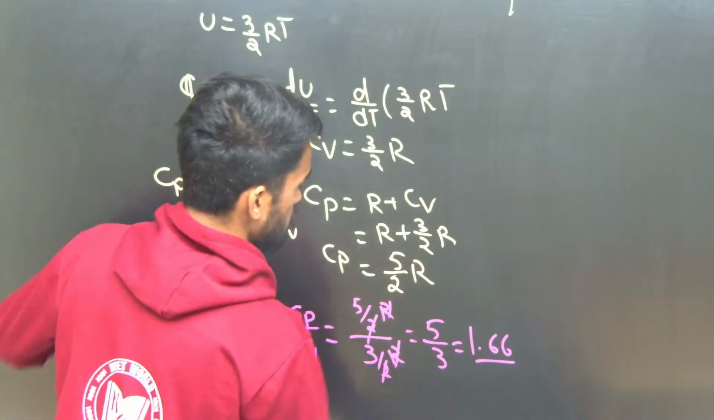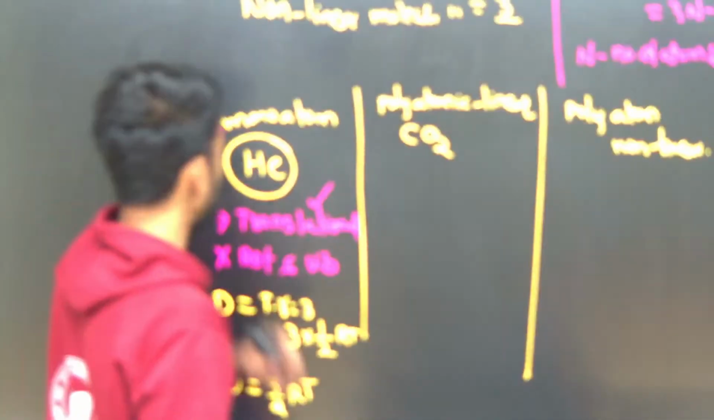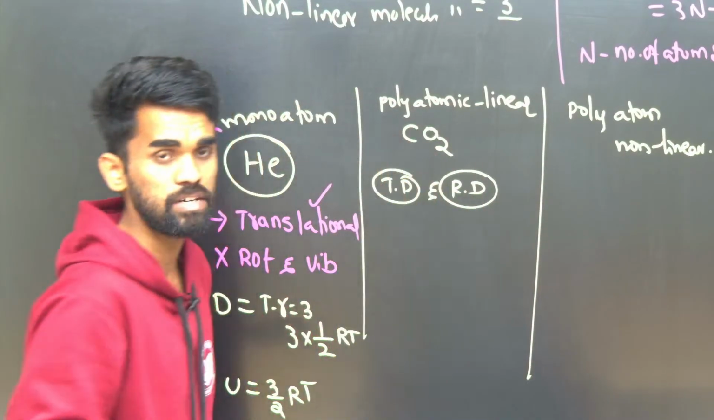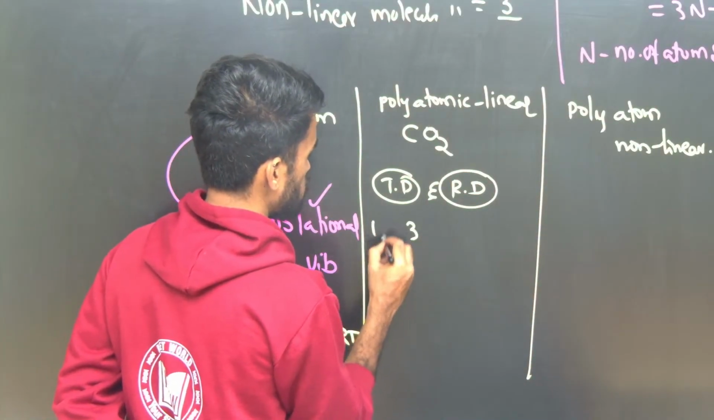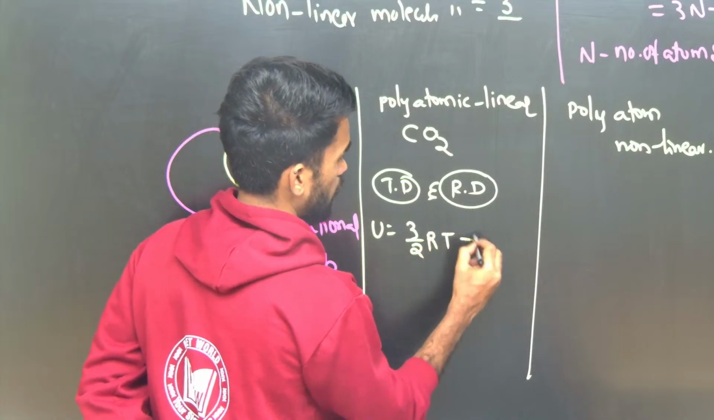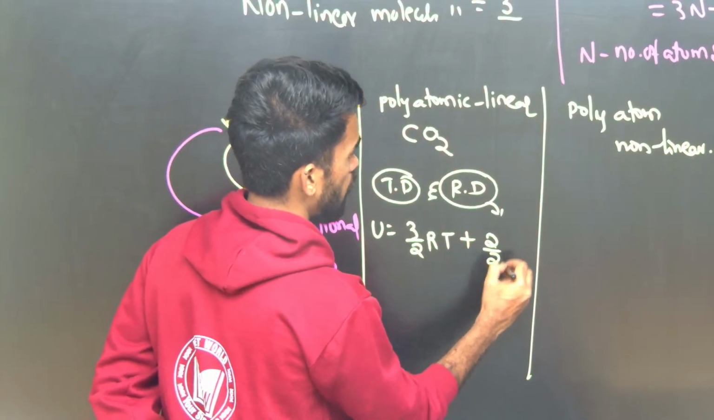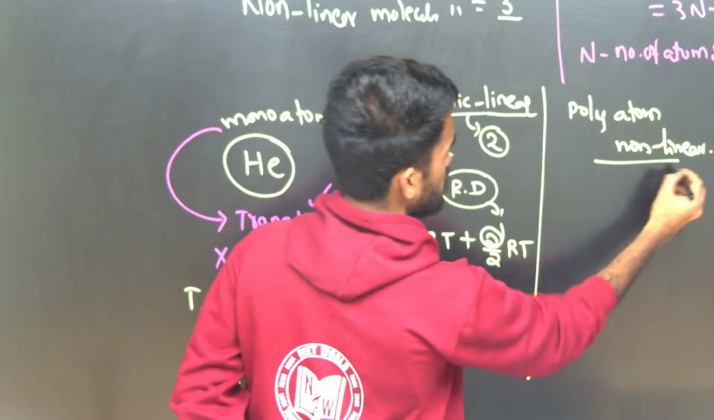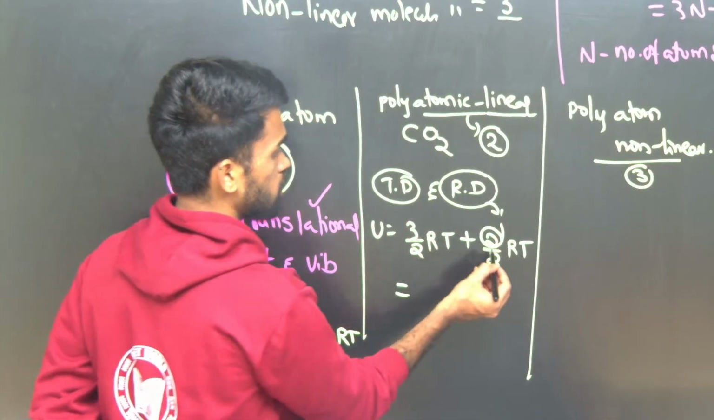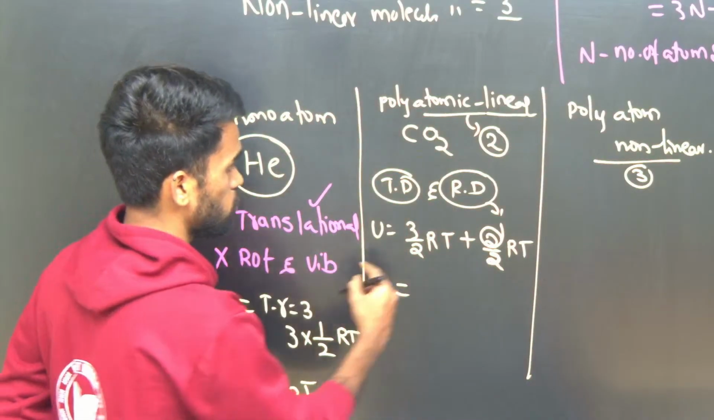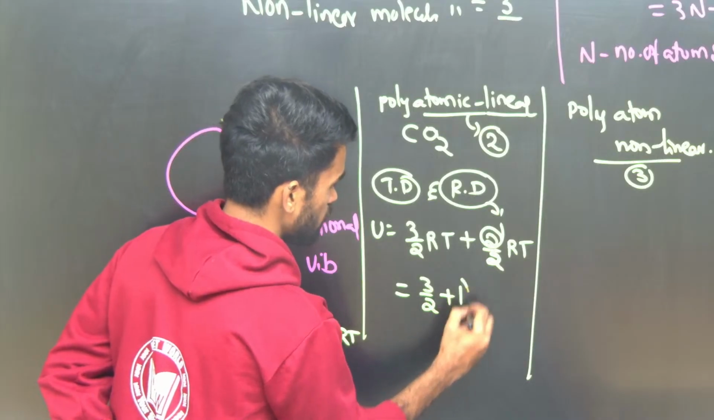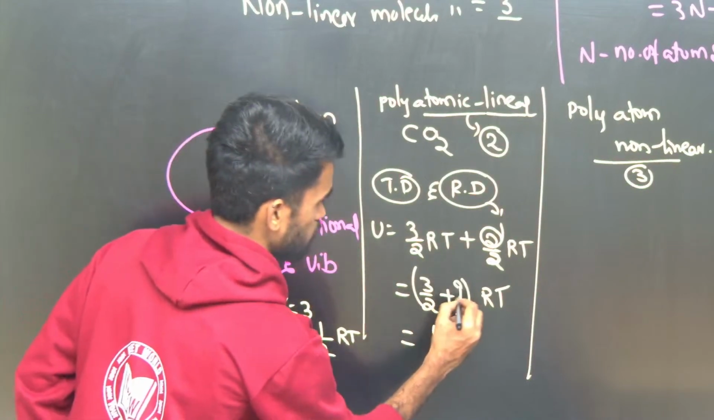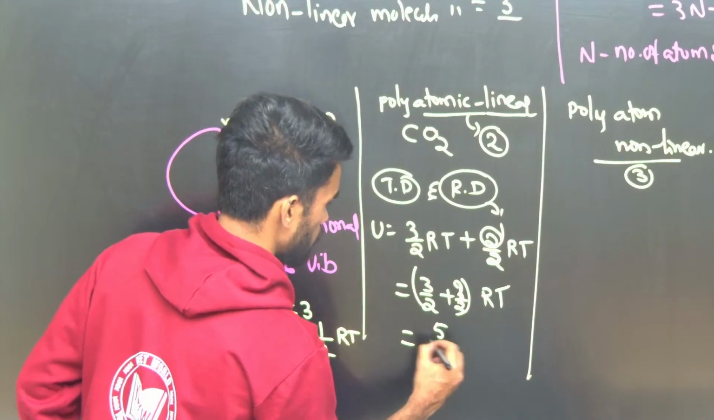It is 1.66. Similarly, you can do it for polyatomic gases, like linear. It has translational degrees of freedom and rotational degrees of freedom. At high temperature we can have vibrational degrees of freedom. Energy associated with translational degrees of freedom is 3/2 RT, and energy associated with the rotational degrees of freedom is 2/2 RT, that is simply RT. There are two rotational degrees of freedom for polyatomic linear, and 3 rotational degrees of freedom for polyatomic non-linear. Each rotational degree of freedom is associated with 1/2 RT. Therefore it will be 3/2 plus 1 RT, so you can write it as 5/2 RT.